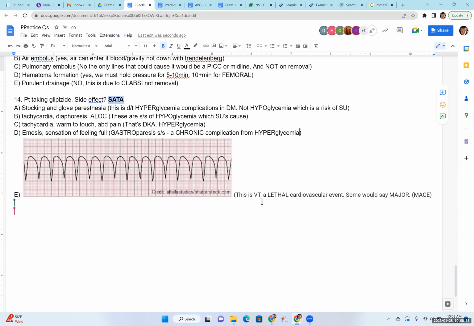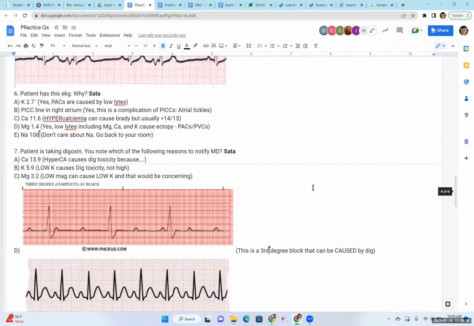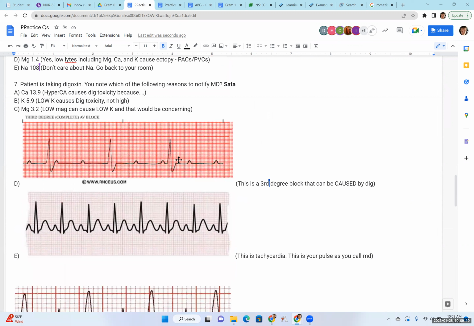EKGs, yeah, that's more advanced. That's just something that can happen. You can see a little scooped ST segment in digoxin toxicity. I don't know if I cut it, but it looked like it. So this one, it's just a wide QRS. You could argue that, but yeah, it's a wide QRS. And even if you had that, it would help you with the right answer too.